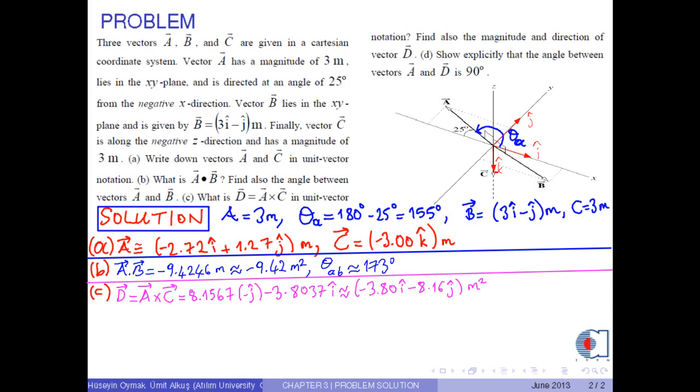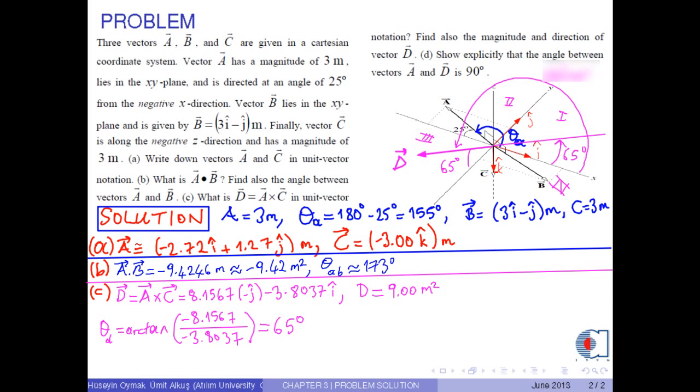The magnitude of vector D is found by this formula. If we calculate, we obtain 9 meters squared. And the angle from the positive x-axis to vector D is found by this formula, so that we obtain 65 degrees. However, since vector D is in the third region, we add 180 degrees to this result. Therefore, direction of vector D is found as 245 degrees.